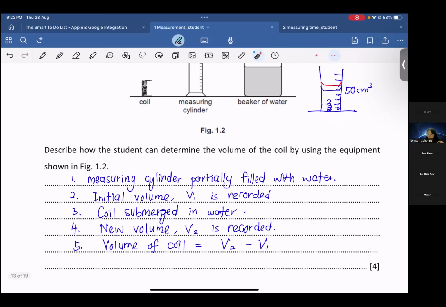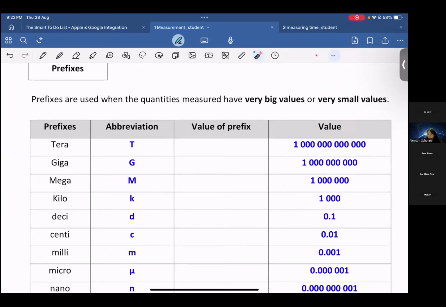It's called prefix. You know, prefix, I think in your mathematics you're also learning about this. This prefix is very important in physics. Okay, it's very important. It will be used to represent a very, very big value or a very, very small value.